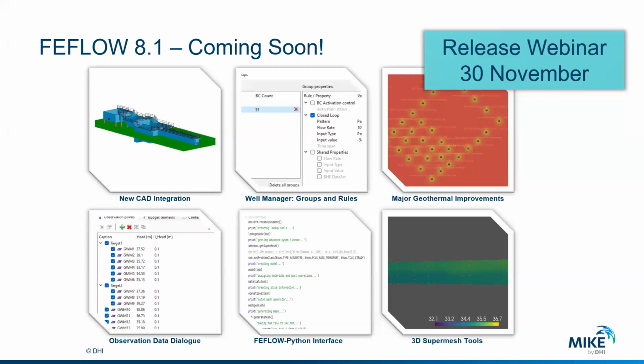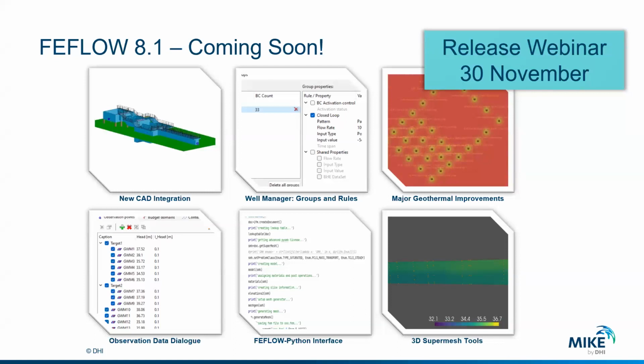We changed the way the observation point dialog works in FEFLOW. We expanded this with a number of possibilities to control budget groups, content groups, and also directly apply the information into FIPES. And we have a number of changes and improvements in Python.